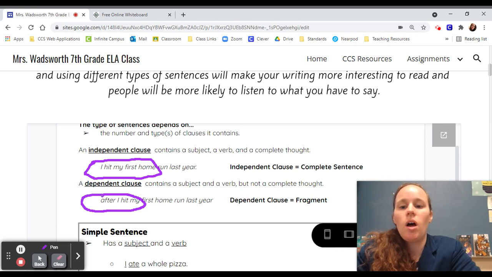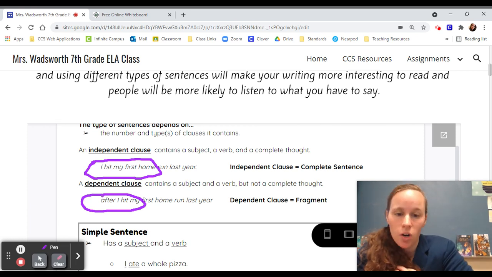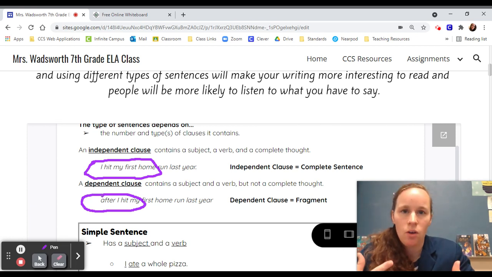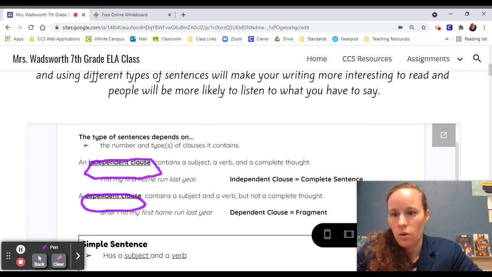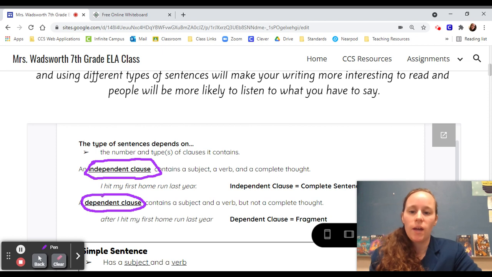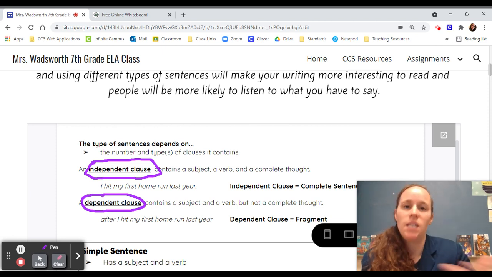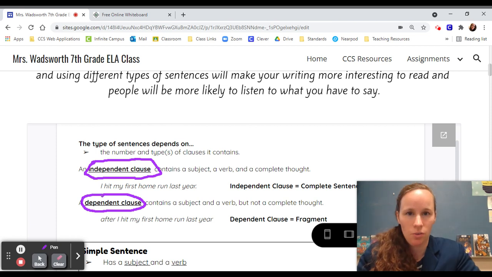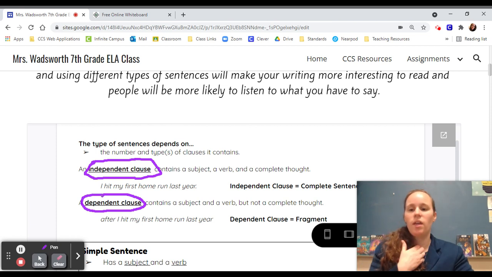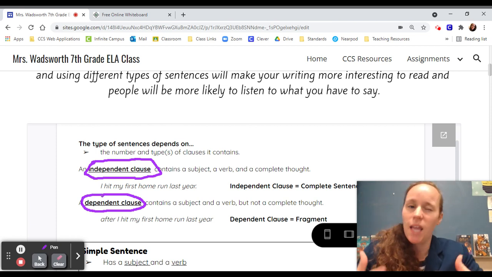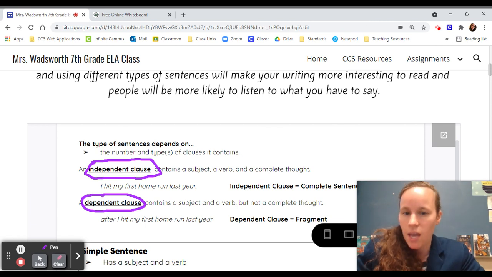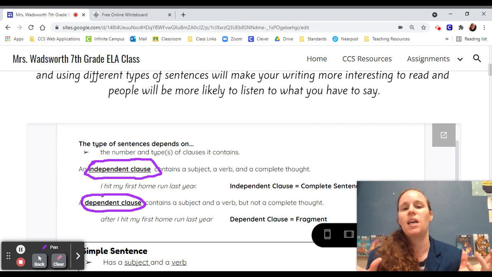A dependent clause does contain a subject and a verb, so a subject meaning like a noun, and a verb, but it's not a complete thought. So for example, after I hit my first home run last year, it's a dependent clause because it doesn't continue. There's nothing else with it. You're kind of left being like, okay. So it's what's called a fragment. A fragment is whenever it's not a complete thought.